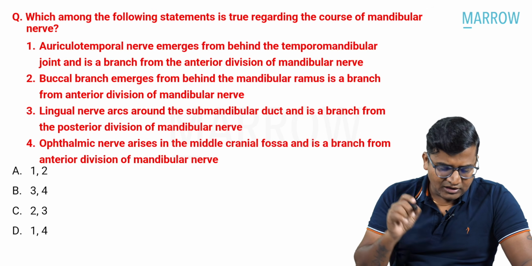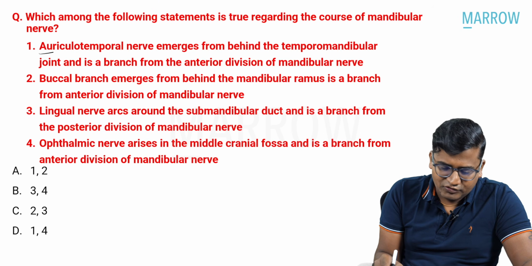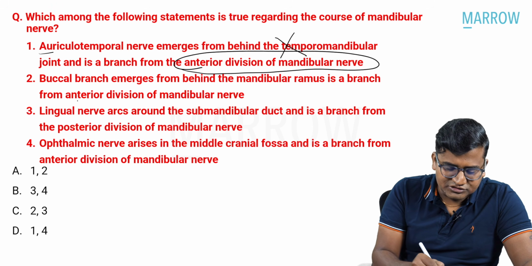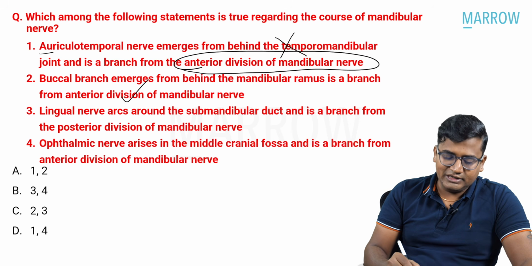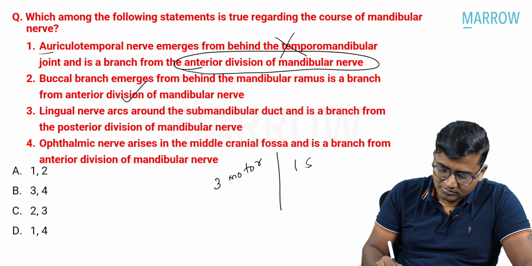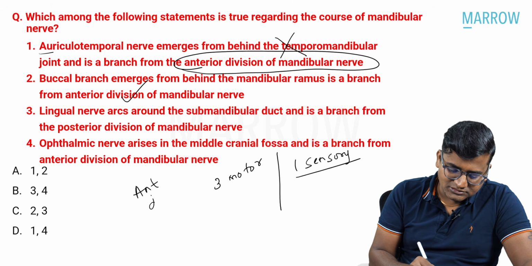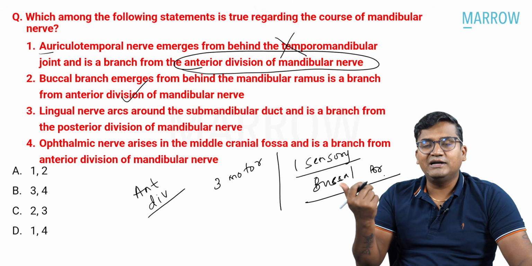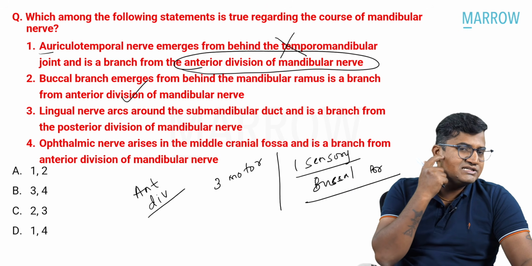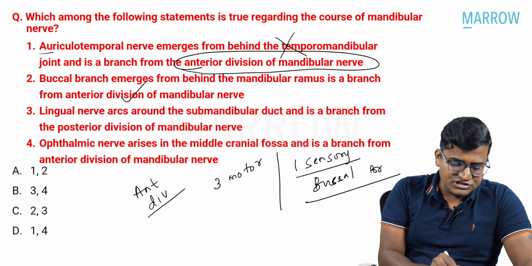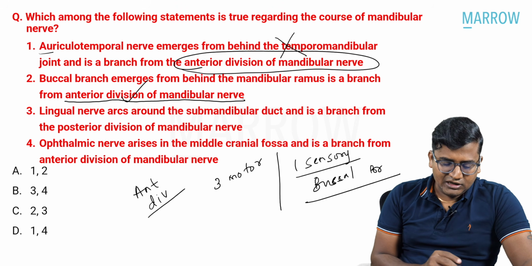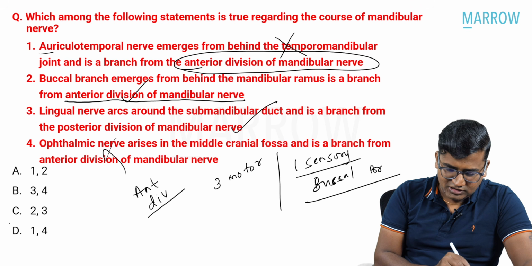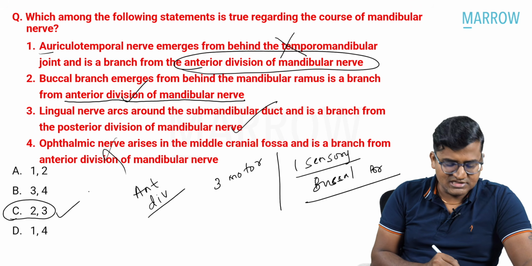Now see the question. Auriculotemporal nerve emerges behind the temporomandibular joint, a branch of anterior division of mandibular. One is wrong. Buccal nerve emerges behind the mandibular nerve and is a branch of anterior division. Anterior division gives 3 motor branches and 1 sensory branch. The sensory branch from the anterior division is our buccal branch. It pierces the buccinator muscle and gives sensory supply to the skin over the cheek. So buccal branch, yes, is a branch from anterior division of mandibular. That's a correct statement. Lingual nerve winds around the submandibular duct, a branch of posterior division. That is correct. Ophthalmic nerve, that is wrong. So options 1 and 4 are false and 2 and 3 are correct. So C is the answer for this question.